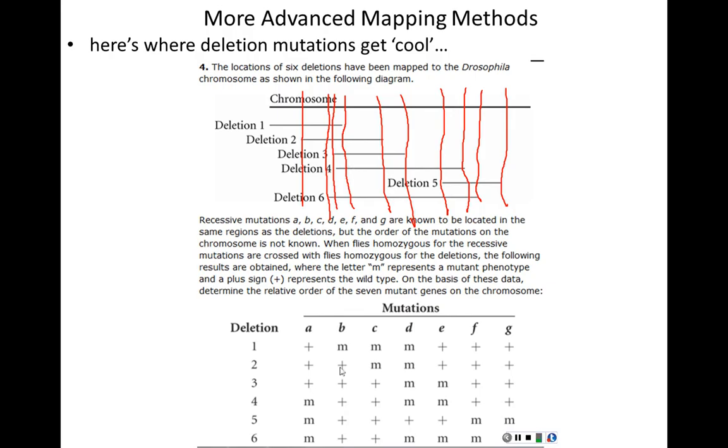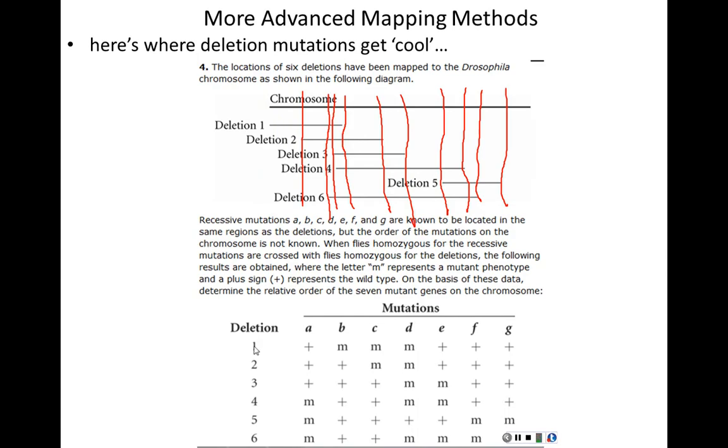And then what we're going to do is come to our map here, and we're going to ask these types of questions. This region right here, only deletion 1 has that region missing. All of the other deletion mutants have that region of the chromosome present. So let me get rid of some of this mess. So we're asking ourselves, are there any mutants that are showing the mutant phenotype only for deletion 1?